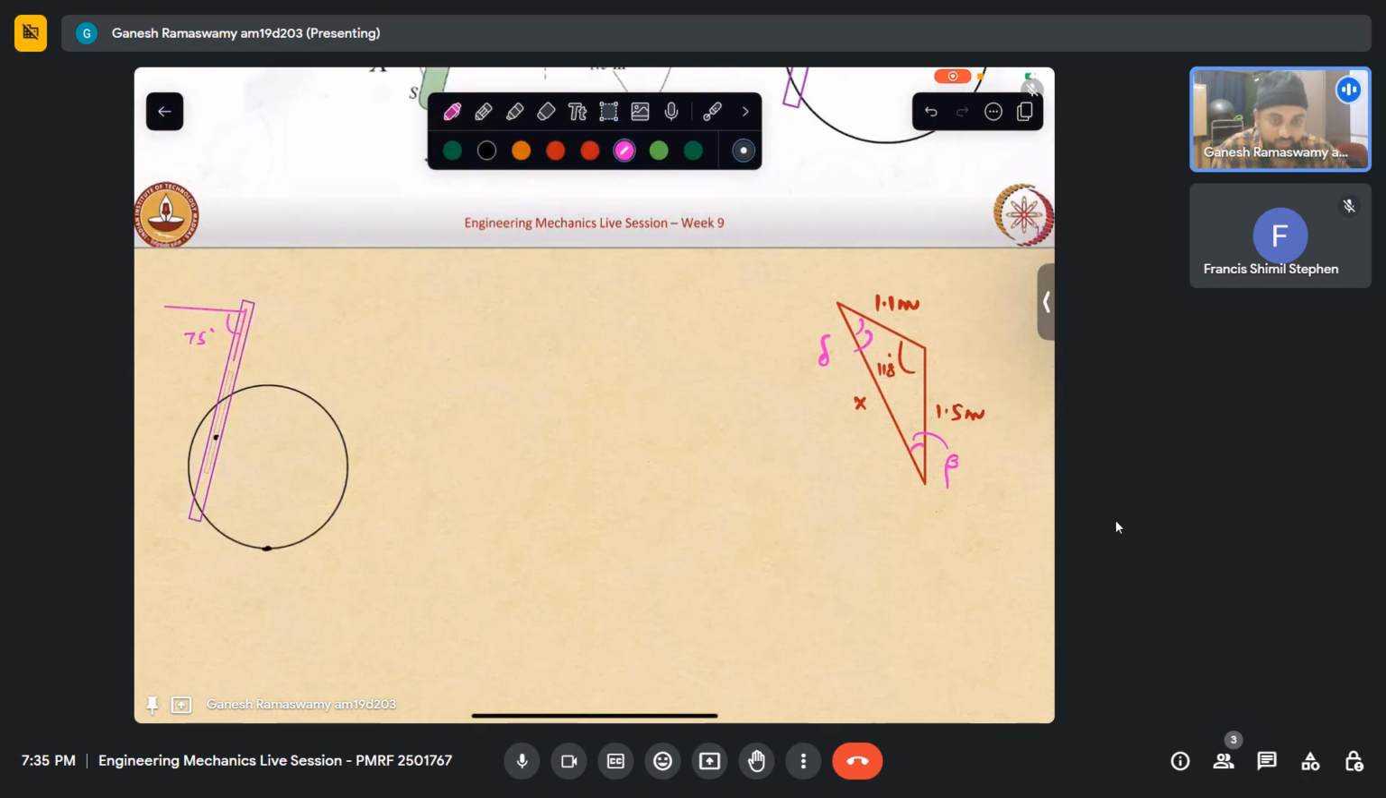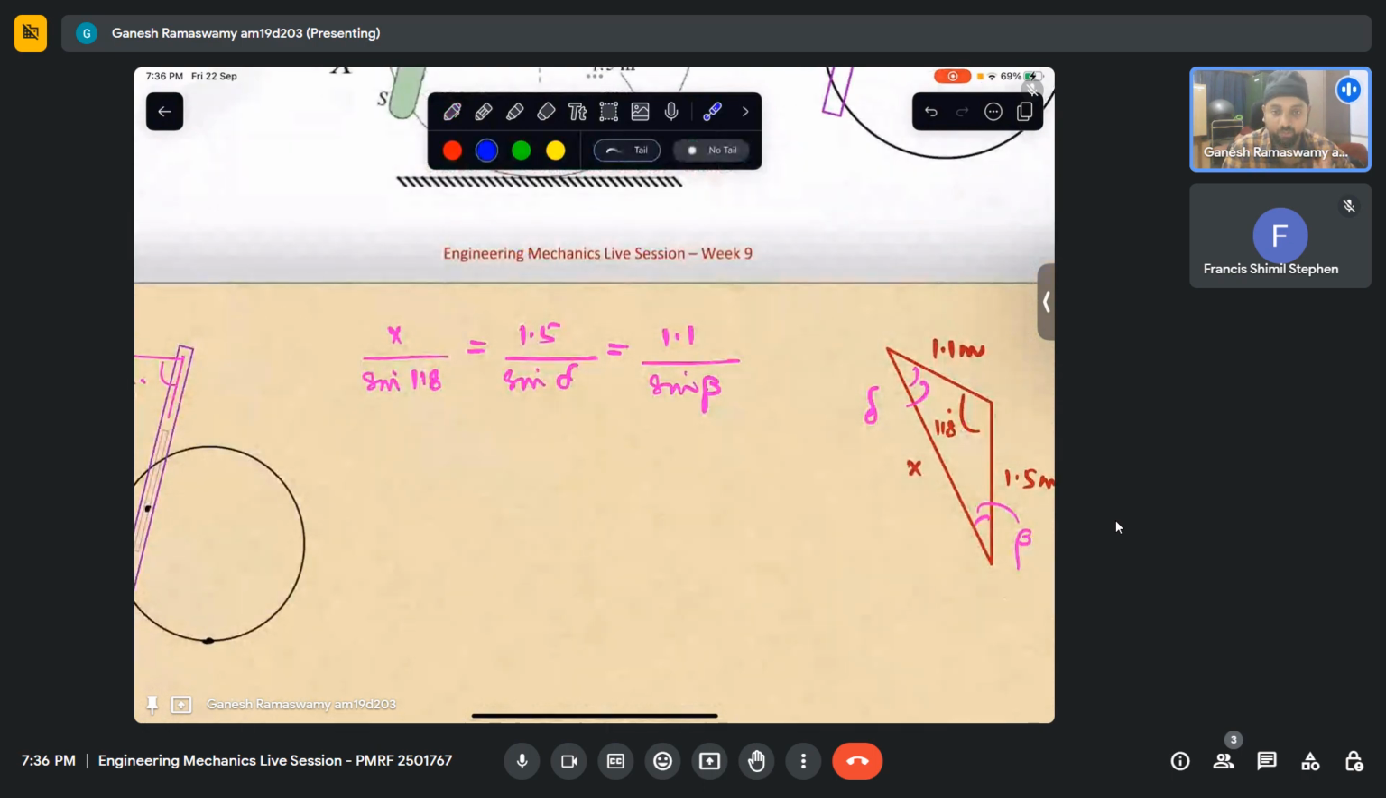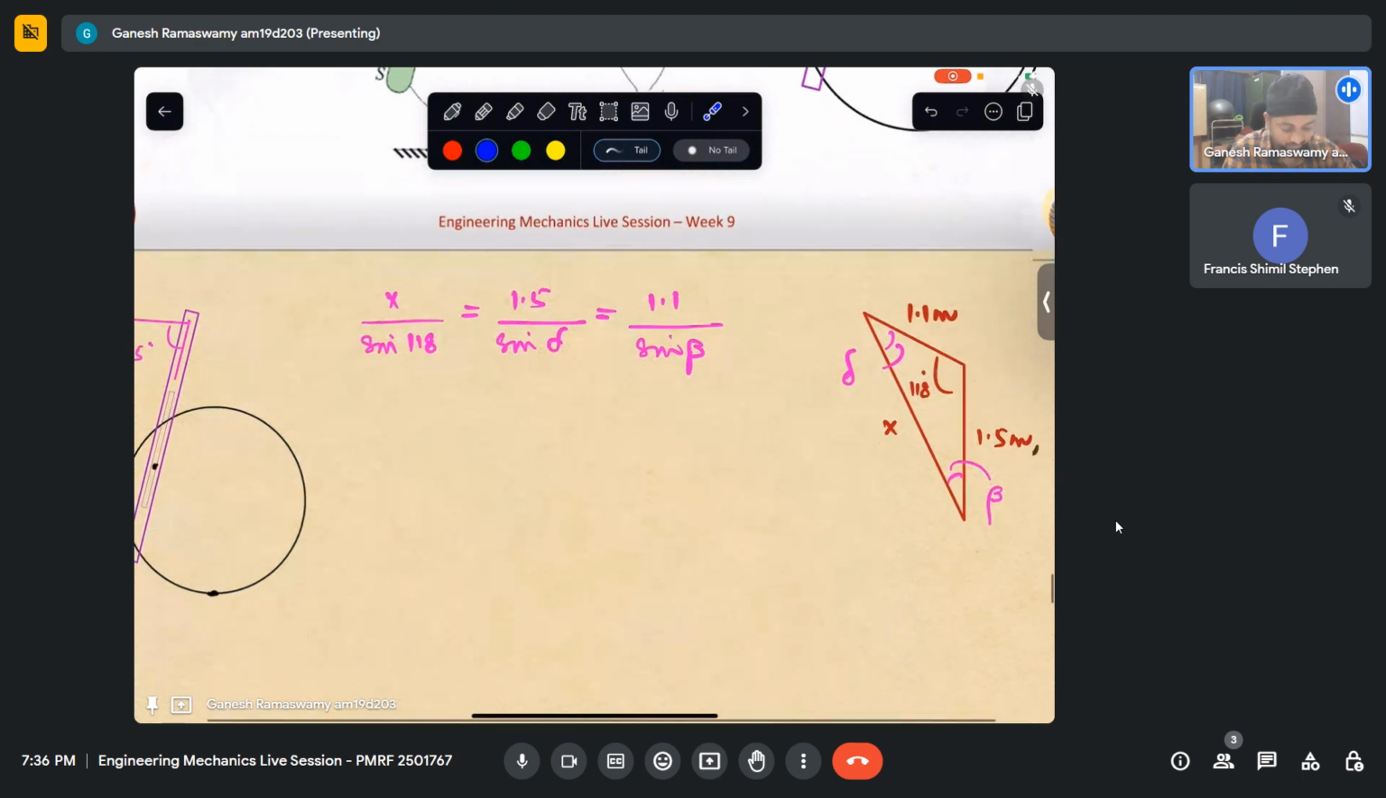Now I know from cosine rule, or rather sine rule itself I can apply. So from sine rule I know that x by sine 118 is nothing but 1.5 by sine delta, which is equal to 1.1 by sine beta. This is from the sine rule. How many unknowns are there? I can club two at a time, so I have two equations. At best I can find only two unknowns from this. I have x, delta and beta as unknown. So I definitely need to evaluate something else.